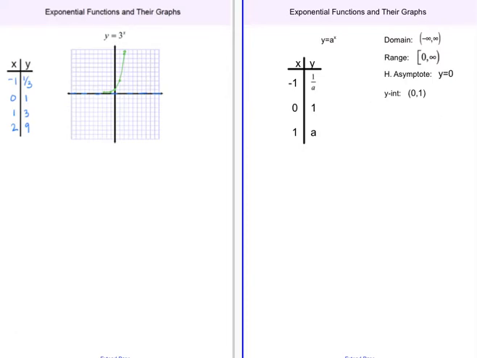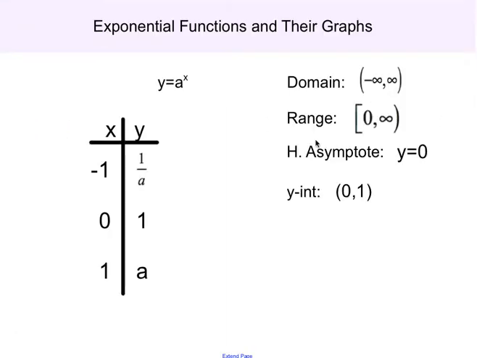Ooh, and there is a problem with my range. I have a typo, and it should not include 0. So let me change that. So our graph will never actually be equal to 0. So I need a curved parenthesis there. And my horizontal asymptote is y equals 0, or the x-axis. And my y-intercept, no matter what the base is, will always be 0, 1.